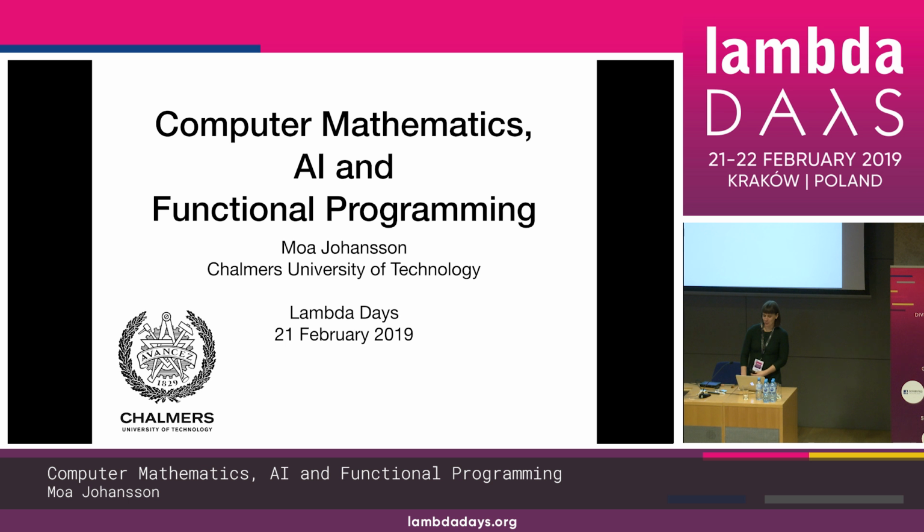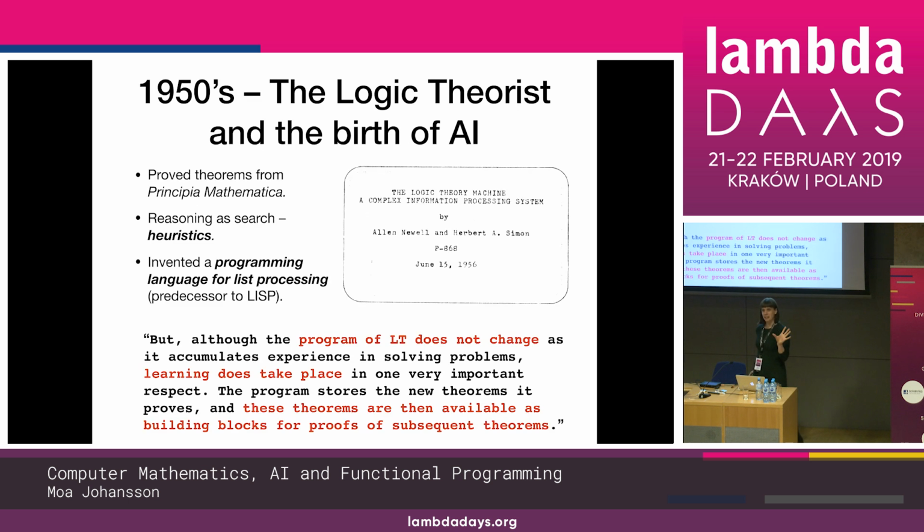Also, when I was looking in this old report, I came across something. Remember that I said that I think AI is about reasoning and learning. And this was actually something that, back in the early days, they were thinking about. So they write that although the program of LT does not change, so it's not like a neural network, it doesn't update any weights, well, you didn't have neural networks back then, but it doesn't change the program, it does accumulate experience in solving problems. Learning does take place in one very important respect. So this program stores new theorems, and these theorems are then available as building blocks for proofs of subsequent theorems. This might sound obvious, but it's not always been obvious in theorem proving. But I think it's very important, and we'll come back to this insight that they had already then.